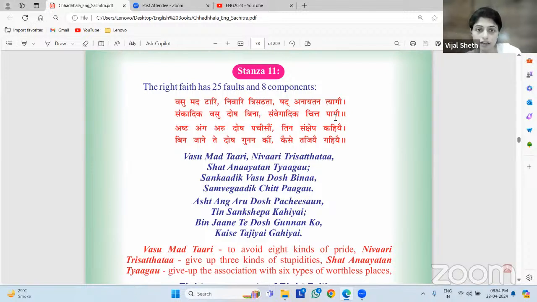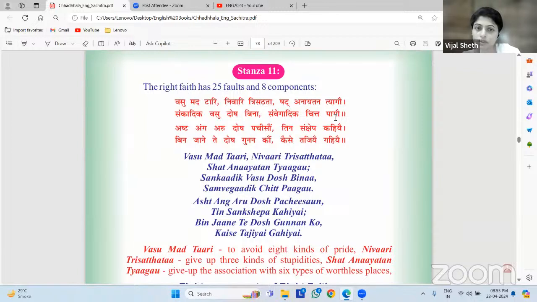Now, Asht Ang Aru Dosh Pachiso, 8 components and 25 flaws. Tin Sankshep hu kahiye. Pandit Daulat Ram ji always tells what he is going to describe next. So now he is going to describe these 8 components of right belief and the 25 faults quite briefly. And why he is describing, now this is a very good line.